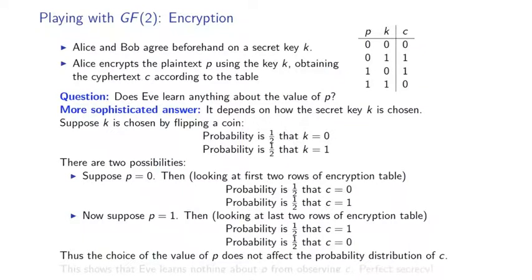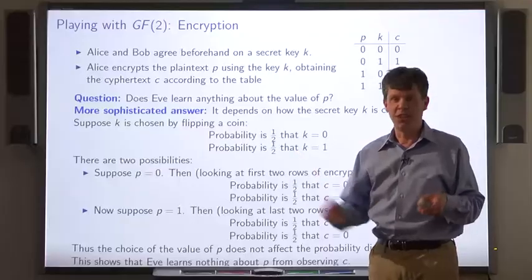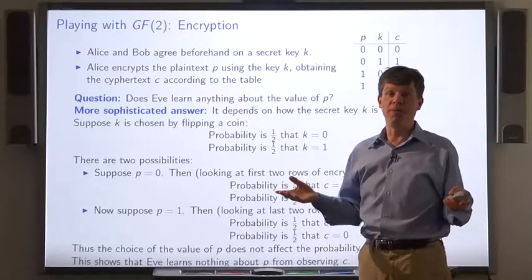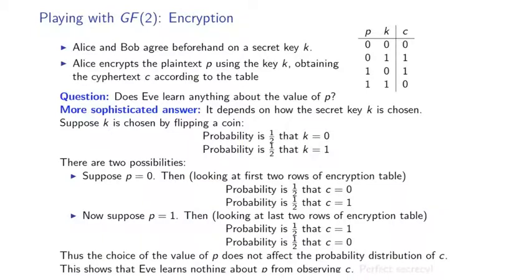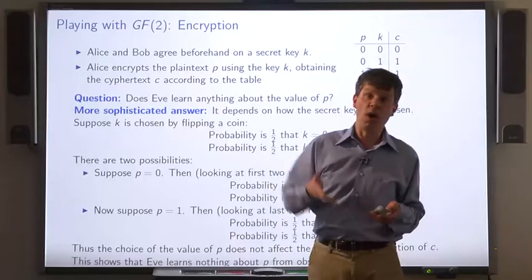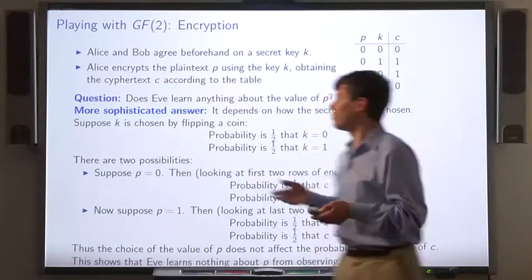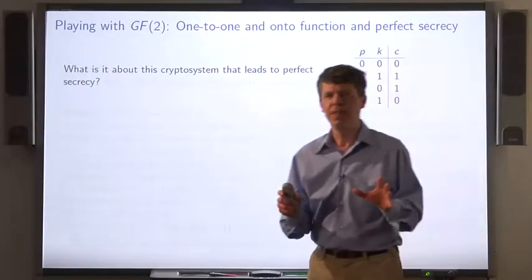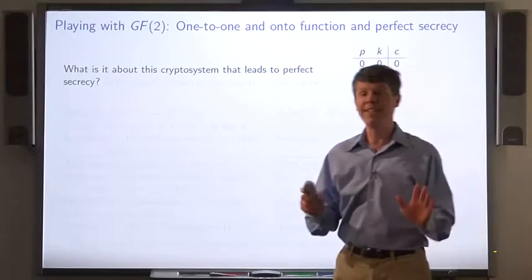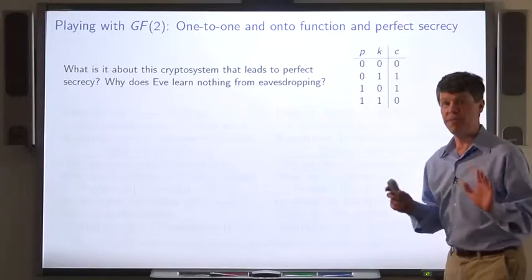So the choice of the value P, the plaintext, is not reflected in the probability distribution of the ciphertext. Eve doesn't learn anything from observing C. She might as well just stay home and flip a coin, because the ciphertext is just 0 with probability 1/2, and 1 with probability 1/2. What is it about this crypto system that leads to perfect secrecy? Why does Eve learn nothing from eavesdropping?